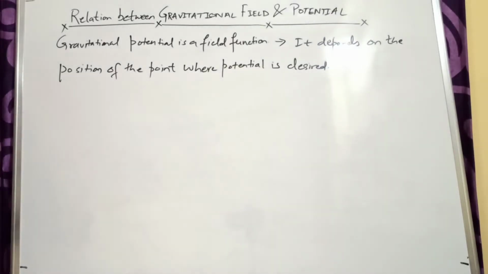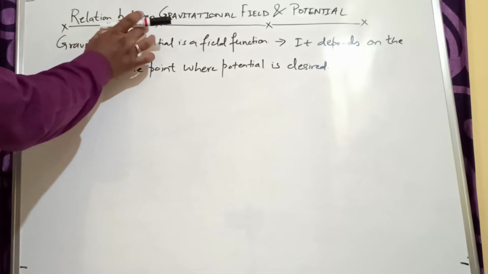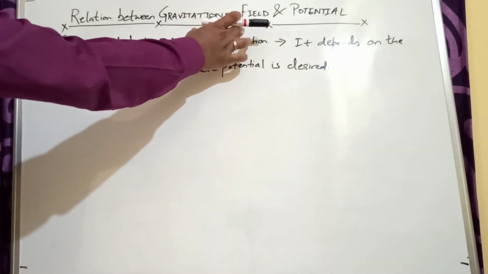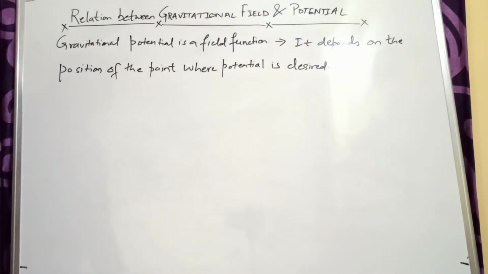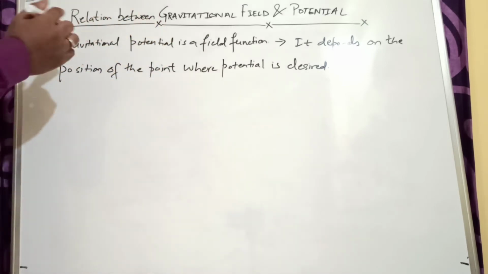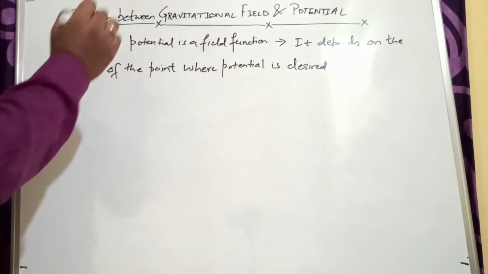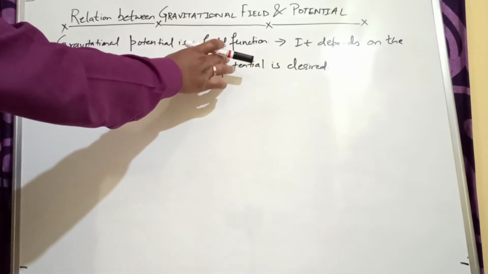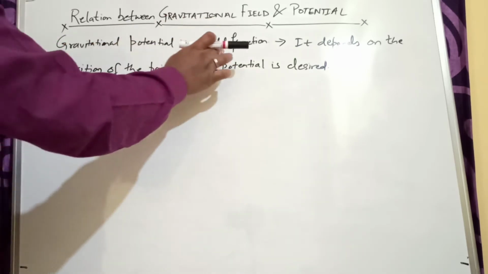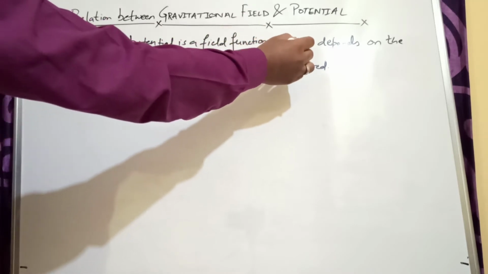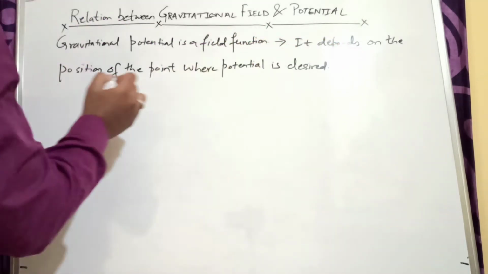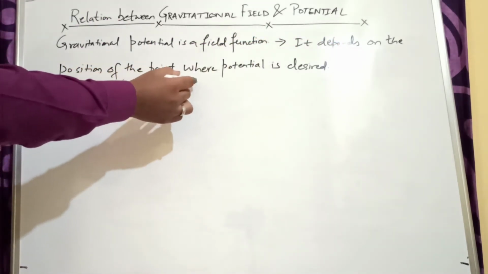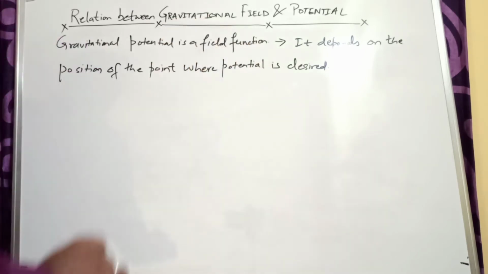Alright, so next is the relation between your gravitational field and gravitational potential. Now, gravitational potential is a field function, right? I already told you it is a field function. What does this mean? This implies that it depends on the position of the point where potential is desired.